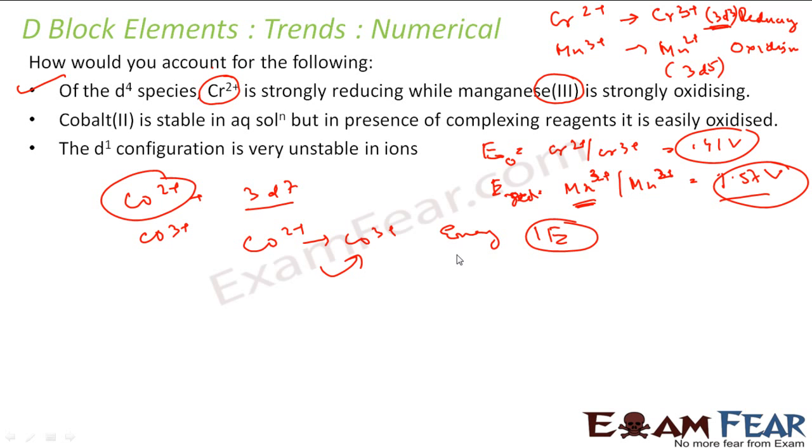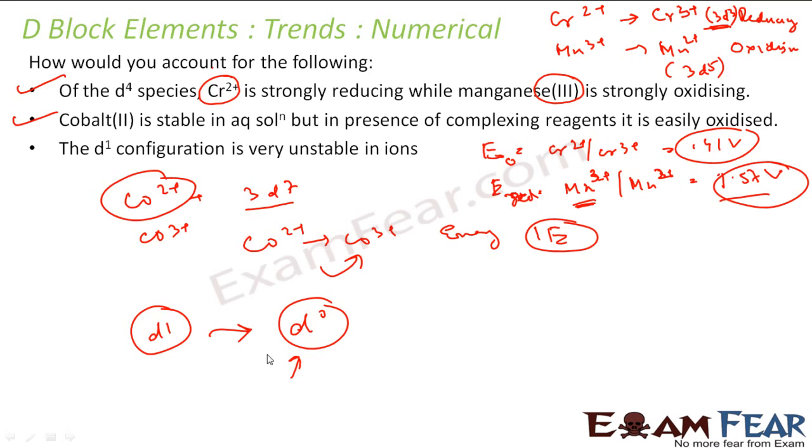Next: the d1 configuration is very unstable in ions. So if you have d1, it is very unstable. It will try to lose one electron and become d0, and this is stable. That means it gets easily oxidized by losing one electron, and thus it is a good reducing agent.